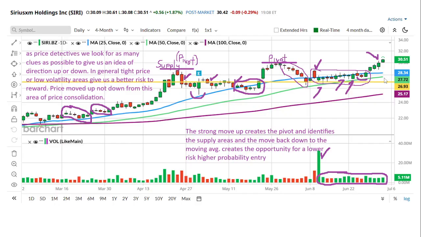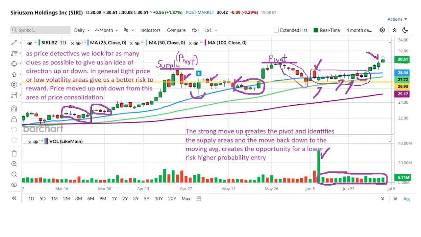Sometimes they work out, sometimes they don't. But you can see I still had the stop loss here at 26.93, okay? So I'll just read through this. As price detectives, we look for as many clues as possible to give us an idea of direction, up or down. In general, tight prices or low volatility areas give us a better risk to reward. Price moved up, not down, from this area of price consolidation. If it would have moved down, it would have stopped us out, but we expected it to move up, and it did move up for a profit.